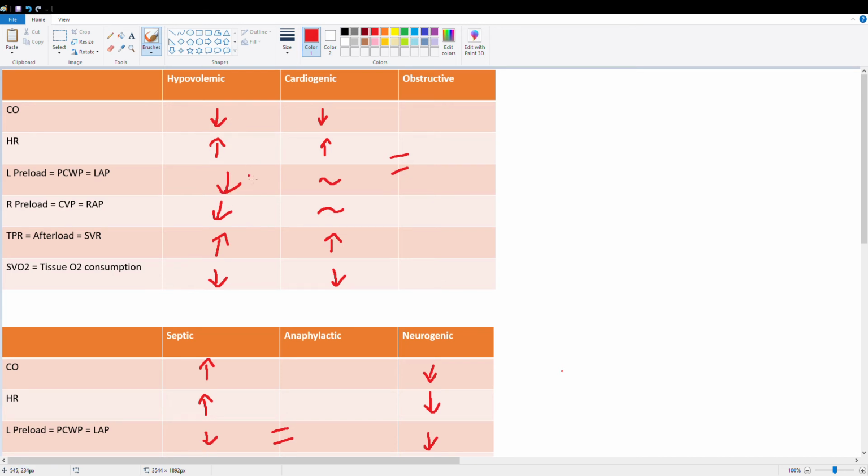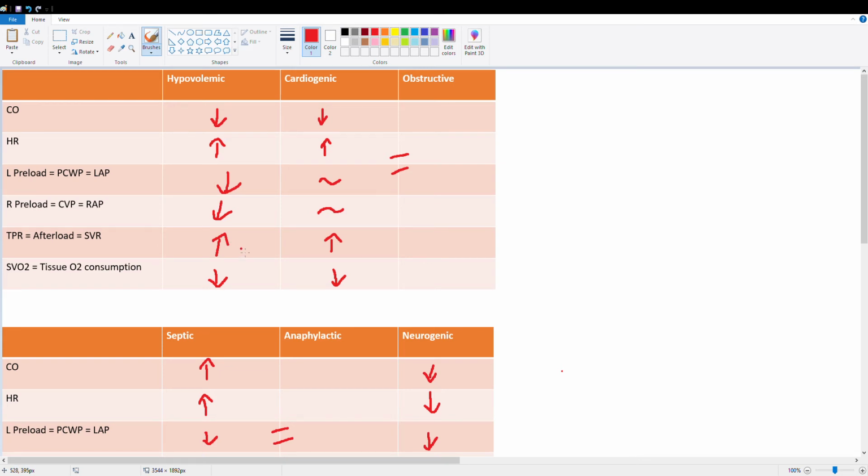And because we have a decreased preload, we have a decreased cardiac output. Cardiac output is stroke volume times heart rate. So our stroke volume is going down because there's not enough volume in the system. To compensate for this, your body is going to try to increase heart rate. So heart rate will go up in order to try to compensate for the decreased cardiac output. Also, afterload will go up. So afterload will contribute to the decreased cardiac output because it has to push through higher systemic resistance.